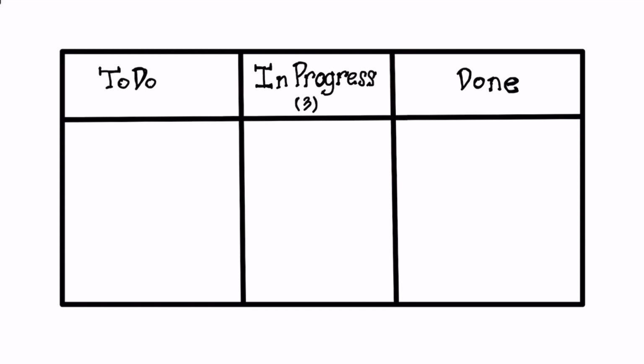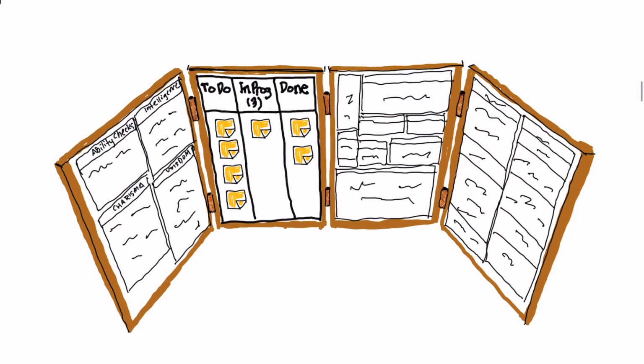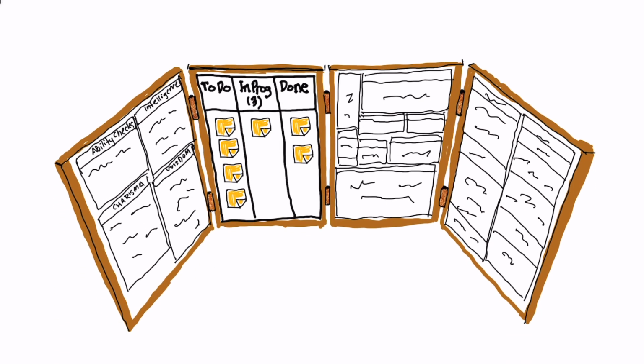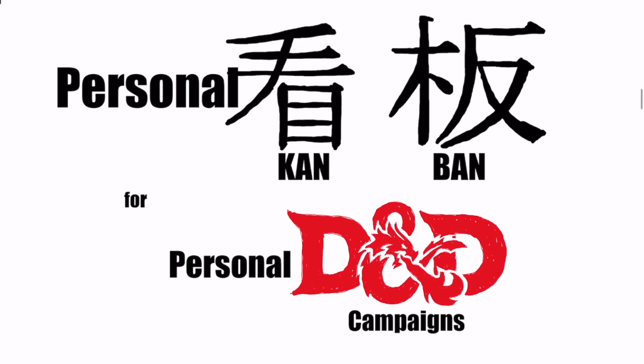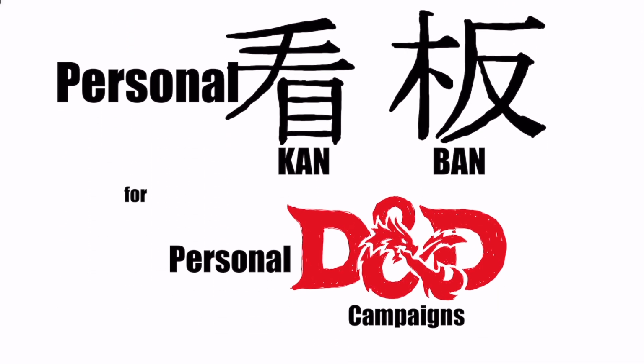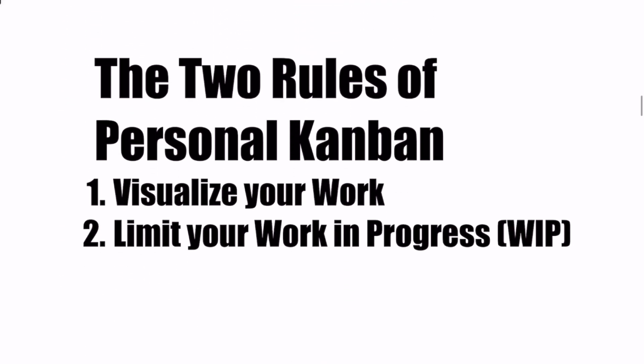Now, if only there were a good surface for you to set up this board. Oh wait, look, a DM screen. We're doing Personal Kanban for your personal D&D campaigns. And it only has 2 rules: visualize your work and limit your work in progress.